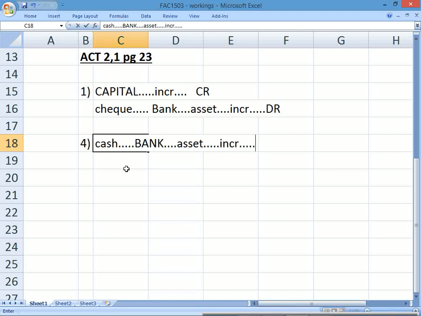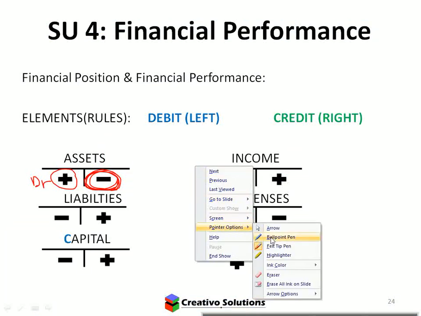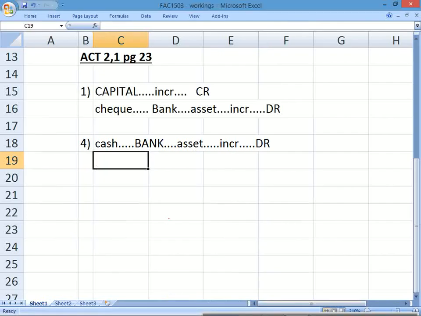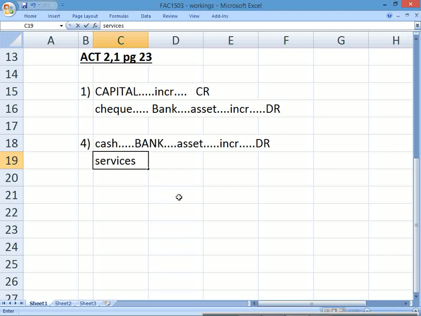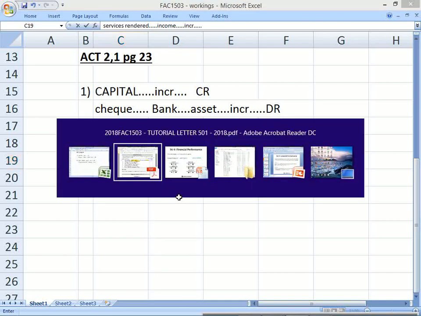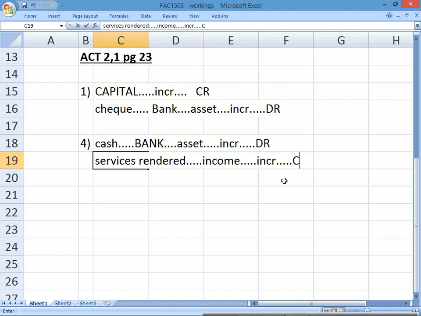It's going up. Then I look at my rule. Where do assets increase? Debit side. See, that's how I got it. I'm applying this. Okay, let's look at the other half. Services rendered. We spoke about one similar. Services rendered is what? If I'm rendering a service, do I have more services rendered or less? I have more services rendered, it goes up. Then you look at your rule. Where does income go up? Here it is, credit side. And that's how you do it.